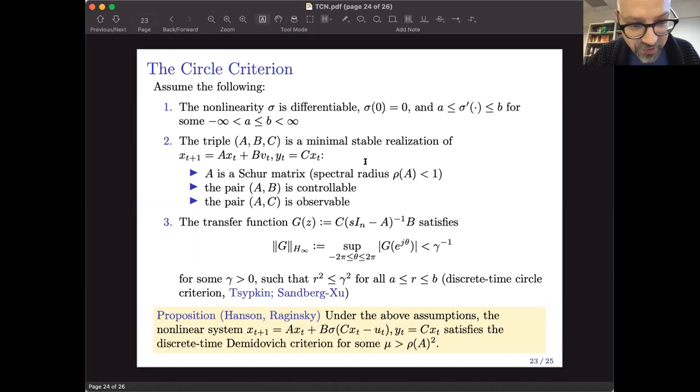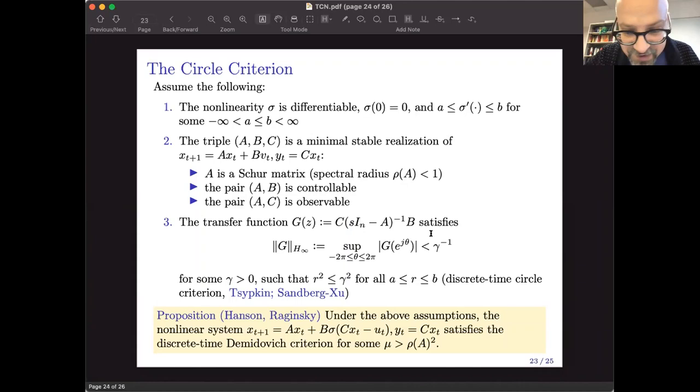And we also assume that the transfer function, which should be Z, not S, because these are Z transforms, I need to correct that. But this transfer function, its Hardy norm on the unit circle, is bounded by some constant gamma. And R here is such that the square of gamma is larger than the square of R for all a's in this interval between A and B.